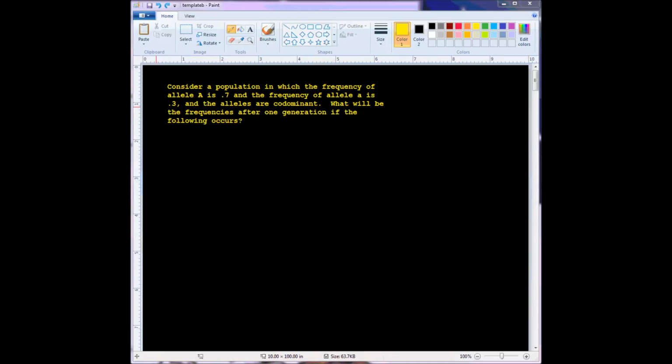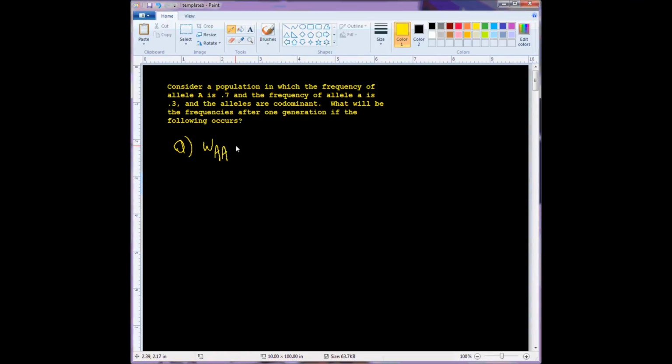I typed out the question here. Consider a population in which the frequency of allele A is 0.7 and the frequency of allele little a is 0.3 and the alleles are codominant. What will the frequencies be after one generation if the following occurs? This question is divided into 4 parts, but we are just going to take a look at the first part because they are all the same. Once you can do the first part, you can do the others as well.